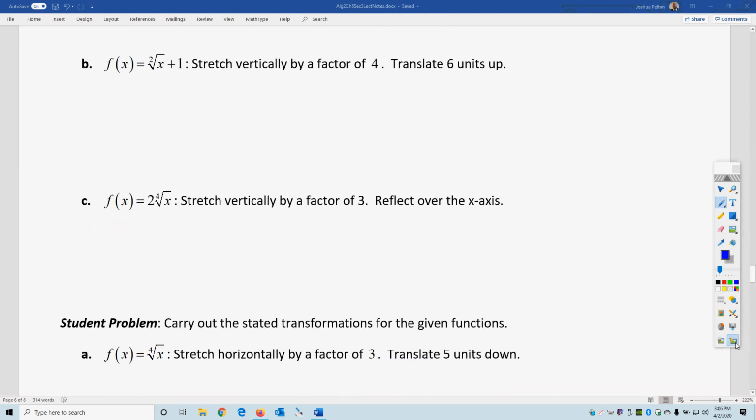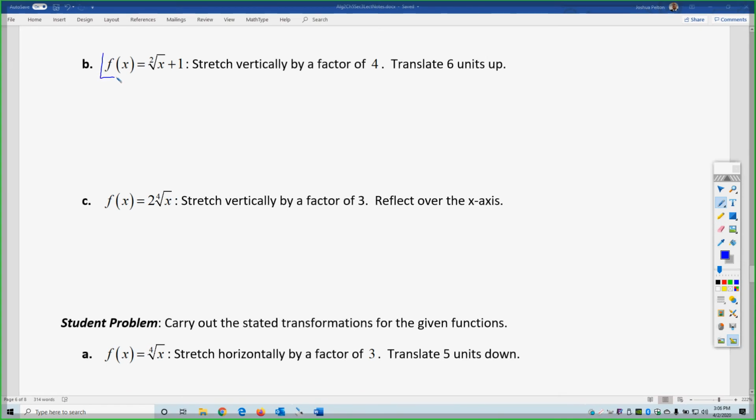So now we have the square root. And which of these comes first? We have stretch vertically and translate 6 units up. Well, that has to come second because vertical translation is the last thing in the order of operations, which means this comes first. So vertically is y, so that means it's on the outside.